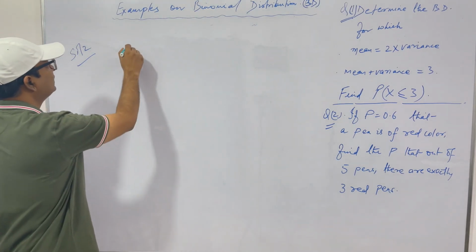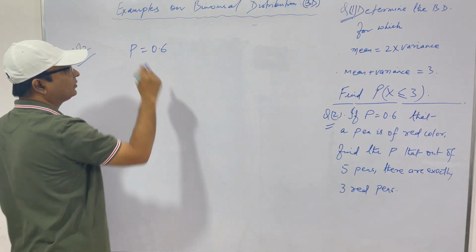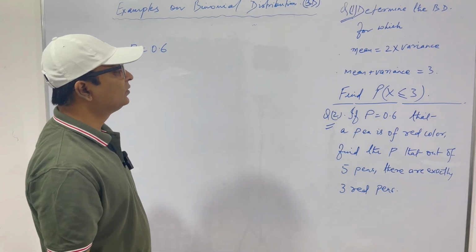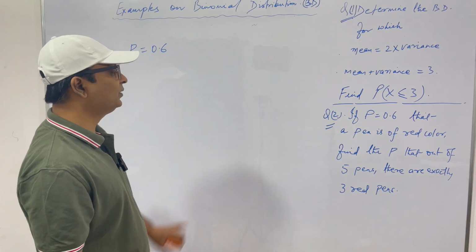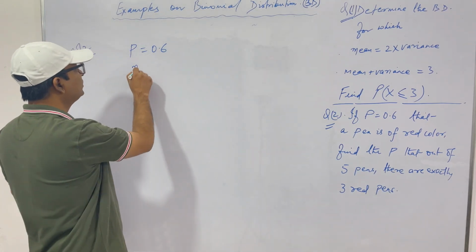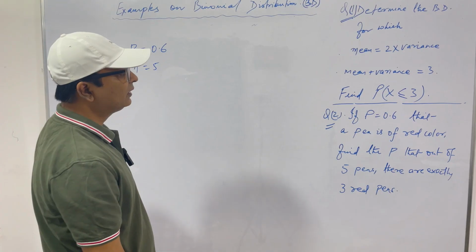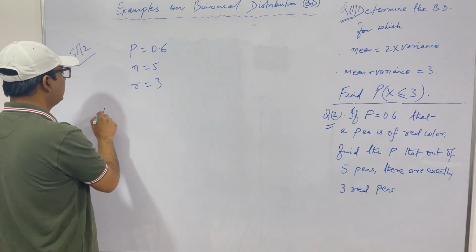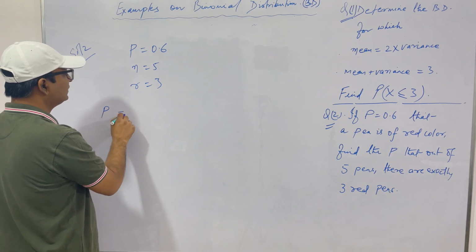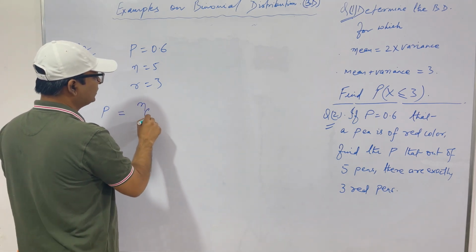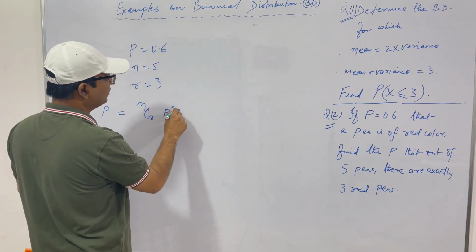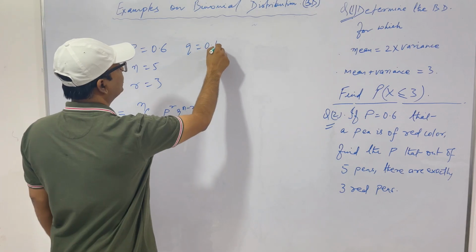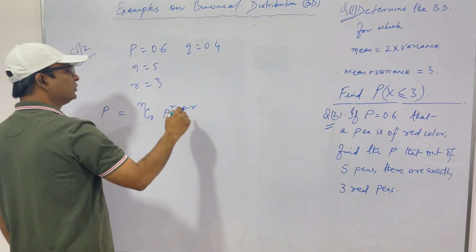It says probability is 0.6. Probability of success is 0.6. What is success? Success is that it is of red color. Find the probability that out of 5 pens, so our n is equal to 5, there are exactly 3 red pens. r is 3. So the probability that we have to find is given as nCr. What is the formula? nCr p to the power r q to the power n minus r. So if p is 0.6, q is 0.4, because p plus q is 1.